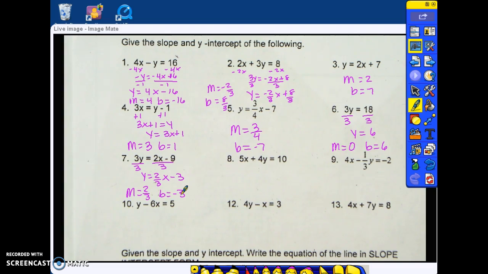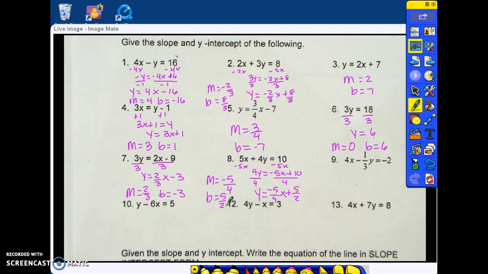For number 8, subtract 5x from both sides. We cannot combine 10 and negative 5x, so we just write them beside each other. Then we divide by 4 on both sides. We have to divide both numbers by 4. We cannot divide negative 5/4 evenly, so we're just going to leave that as a fraction. And 10/4 will simplify. 2 will go into both of those. That leaves us with 5/2. So our slope is negative 5/4. Our y-intercept is 5/2.